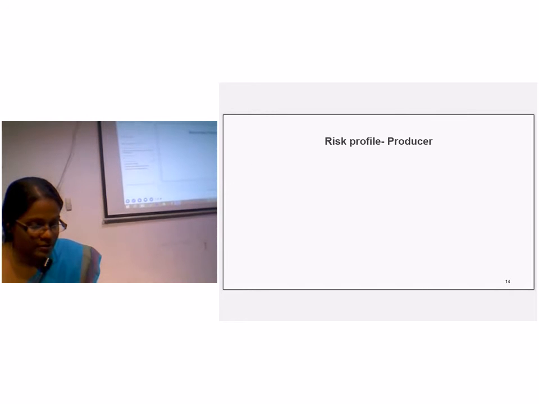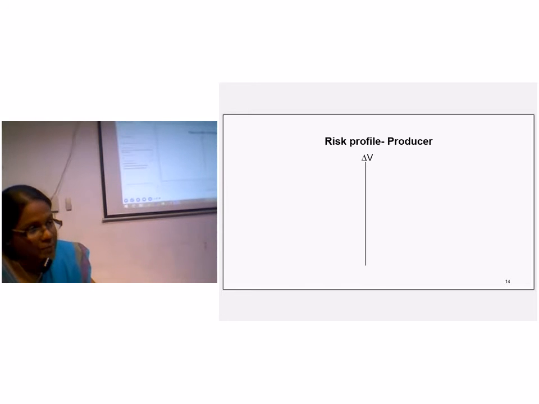Now here, this is the risk profile of the producer. For the y-axis, we have delta V, that means change in firm value, right? And on this axis, change in prices, right? Change in market prices. What has happened to the market prices of wheat?